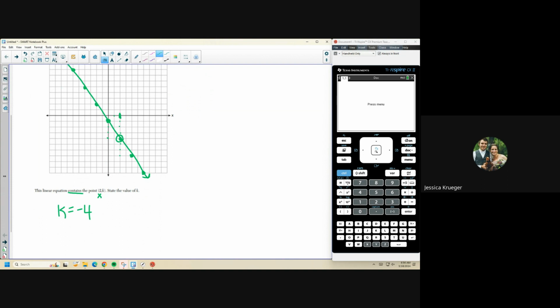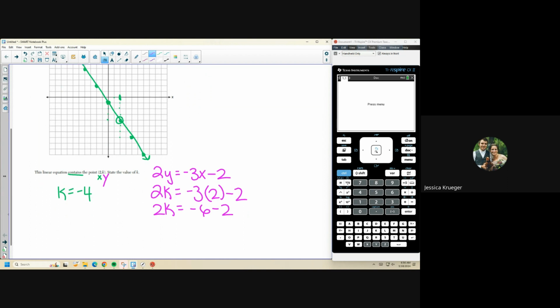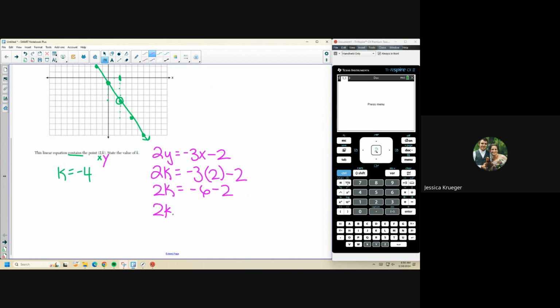Now, if we needed to support that algebraically, we could do the following. 2y equals -3x minus 2. I'm going to plug that value of x and y into the equation. So 2k equals -3 times 2 minus 2. So that would be -6 minus 2. And that would give me 2k equals -8. Divide both sides by 2, and I would get k equals -4, which matches with what I found in my graph.